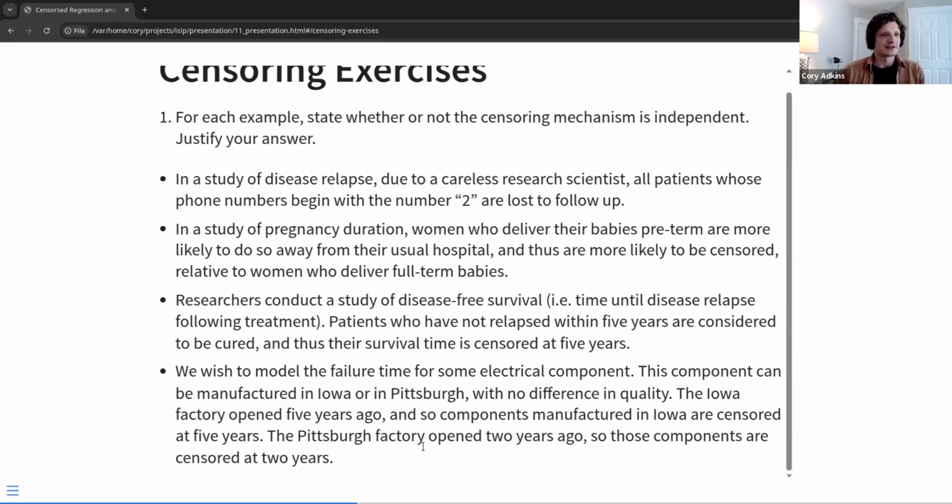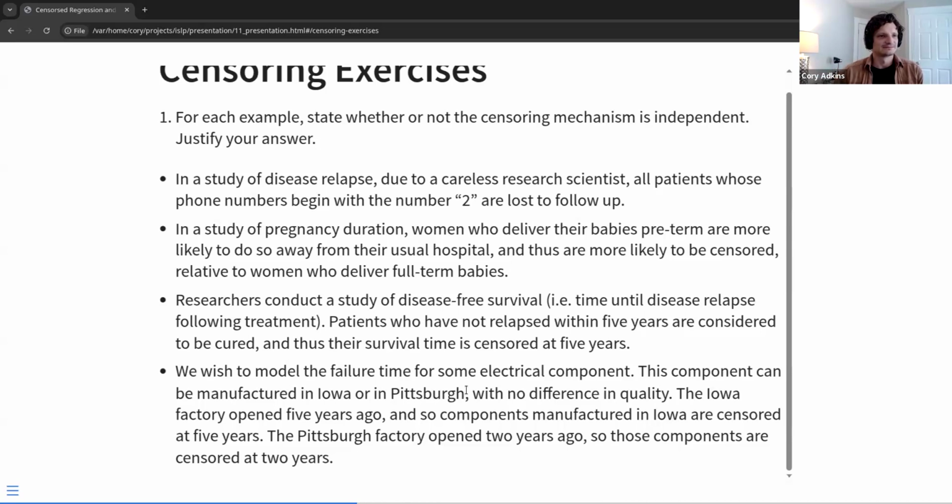No, I agree. I think you have to have, in this case, maybe a dummy variable for Iowa or Pittsburgh, or something more complex if you have lots of different factories. But you have to take into account somehow the fact that they opened it at different times.